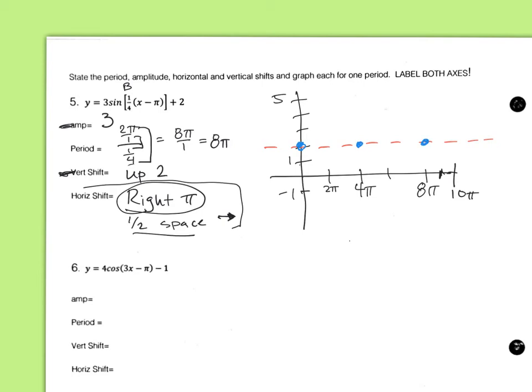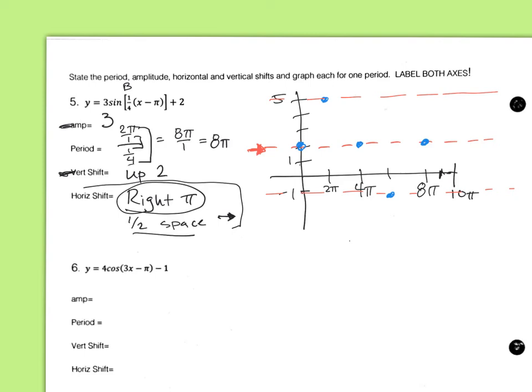It goes up. Now my amplitude is 3, so I have to go up 3, and I have to go down 3. If you want, you could also make dotted lines to help you find the max and min. This will help keep your graph nice and organized, but it's totally optional. Drawing this midline, not optional. Draw it.